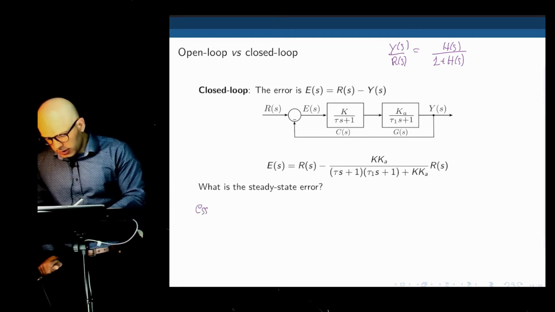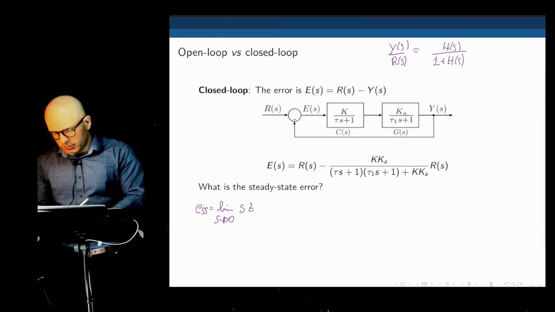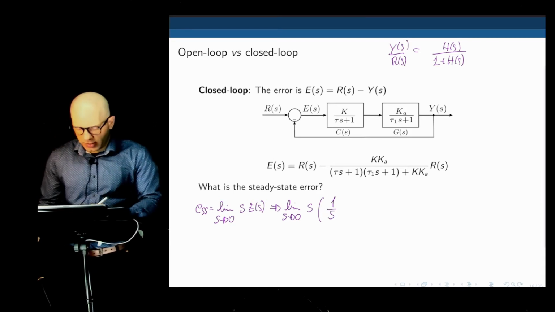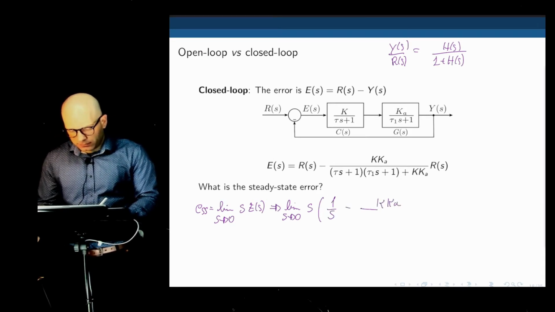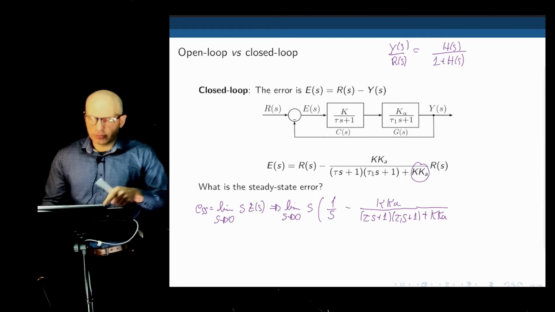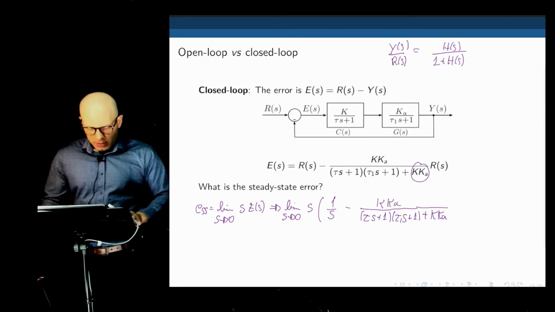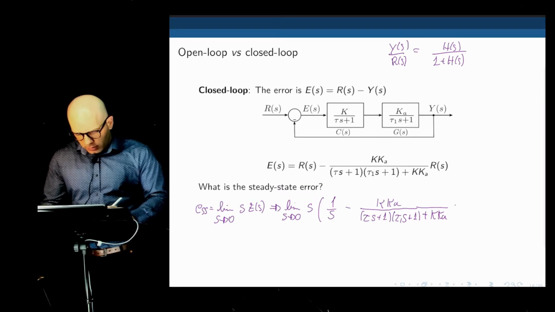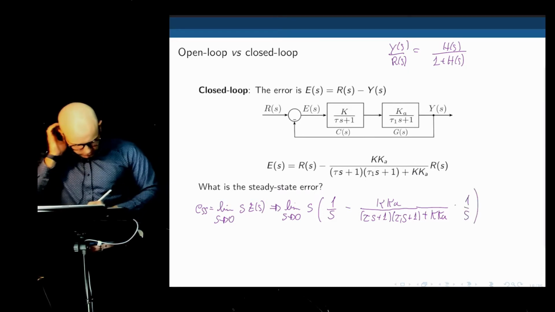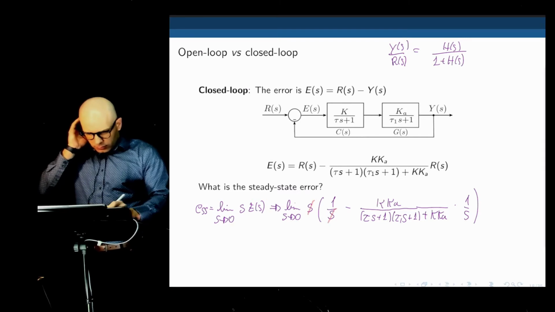Let's do that. The steady state error is the limit when s tends to 0 of s times E(s), which is the limit when s tends to 0 of s times, for a step input where R(s) is 1 over s, minus KKa over (tau s plus 1) plus KKa. So this is the difference now compared to what you had before, because now it's a closed loop, the transfer function has changed, and KKa made it to the bottom too. Times 1 over s for R(s). So this s will cancel.